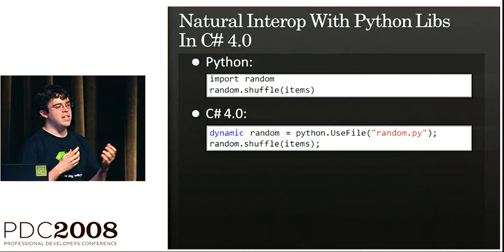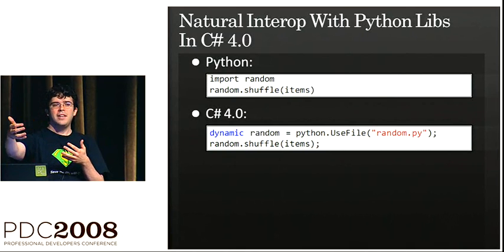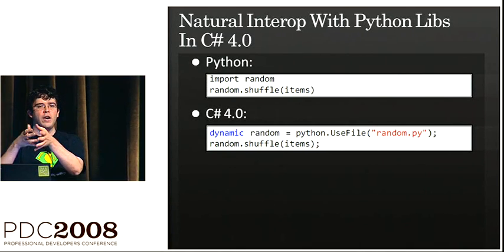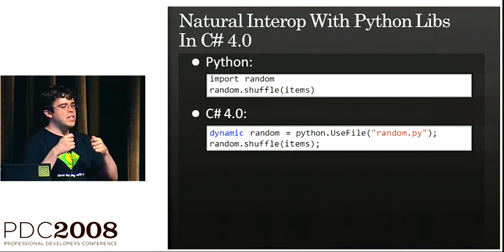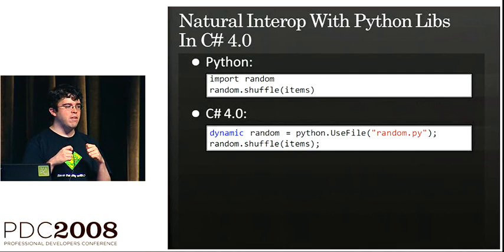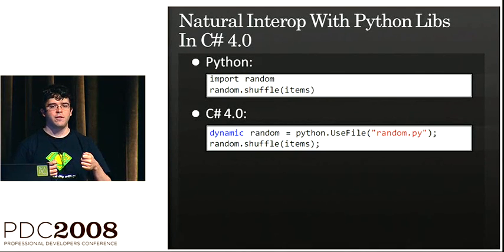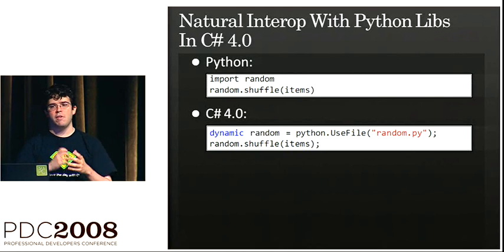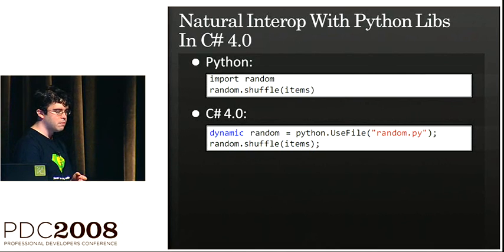All I have to say is dynamic random equals python.usefile random.py. It's a little bit more verbose, but there should be some difference to the fact that I'm now actually calling into something from Python. But it's not that much for me to actually type. And once I get back that random object that represents the random module, I can use it just like I would use it in Python. I can start calling .shuffle and pass it some items array that I have, and have it process that in place and actually affect my .NET objects in the Python code itself.